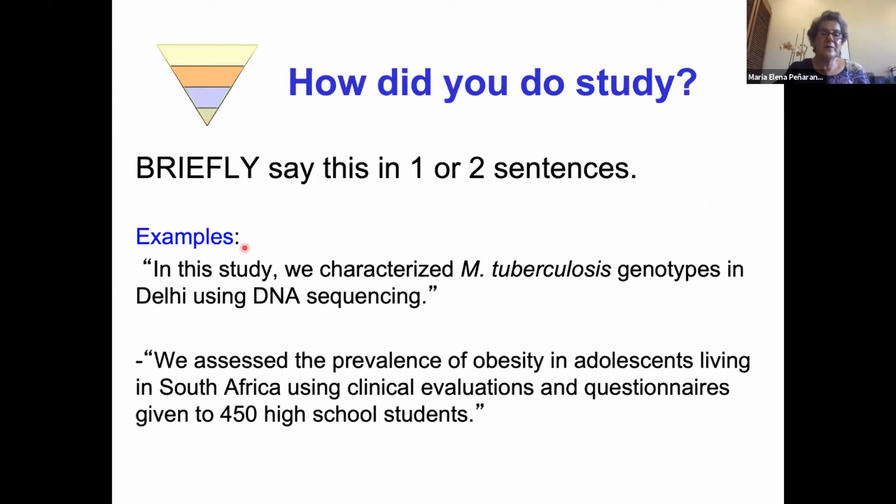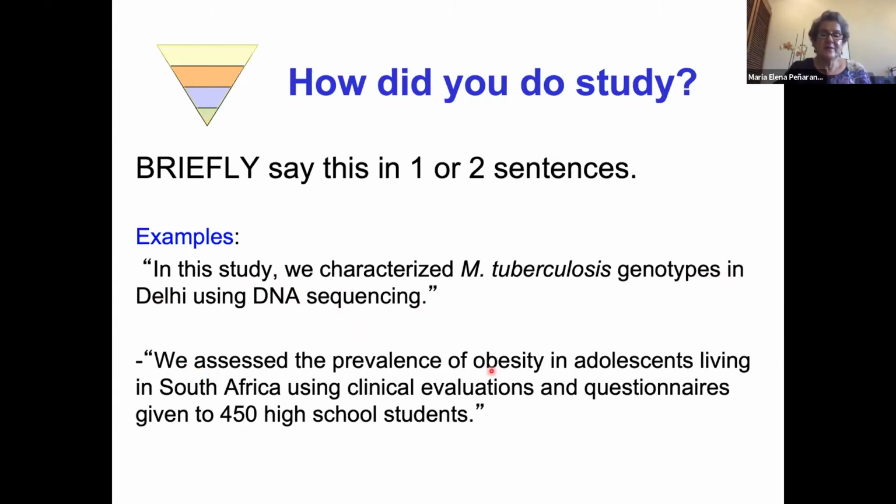So, example: in this study, we characterize Mycobacterium tuberculosis genotypes using DNA sequencing. So we characterize samples using this technique. You don't have to explain what the technique is for DNA sequencing. But you mentioned already how you're going to make the approach. So it's going to be a genetic approach.